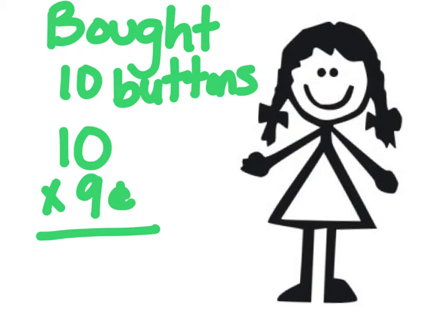So Darlene bought 10 buttons, and that would be 10 times 9 cents, because they were 9 cents for each button, and that would be 9 times 0 is 0, and 9 times 1 is 9, and so she needs to pay 90 cents. So she's going to hand the booth person $1.